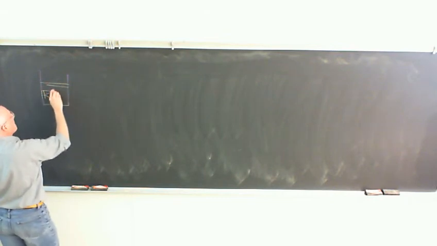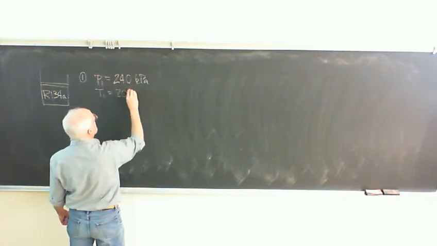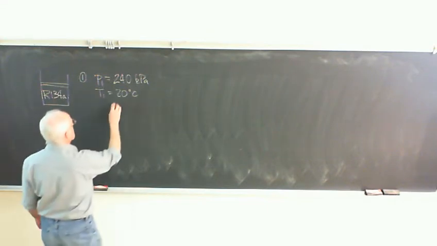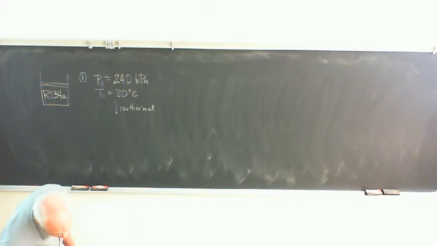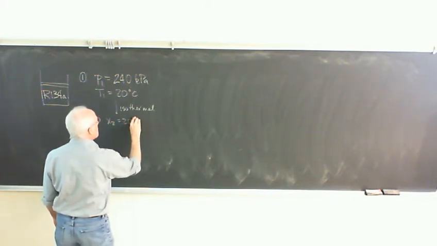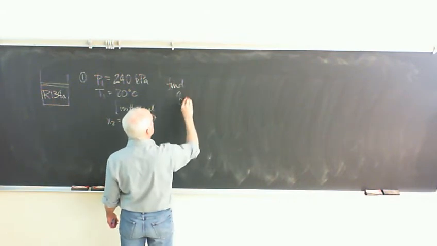So, imagine in a piston cylinder setup, a closed system, we start with R134a at a pressure of 240 kilopascals and 20 degrees C, undergoes an isothermal process to a quality of 20%. And we need to find the work and the heat transfer. And we'll do it on a per mass basis, since we don't have the mass on this one.